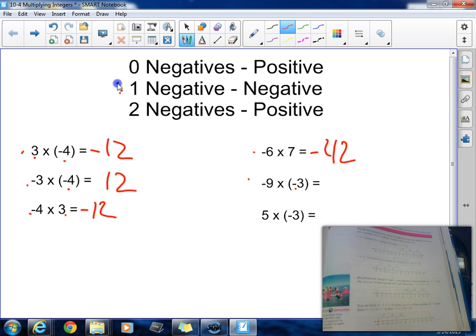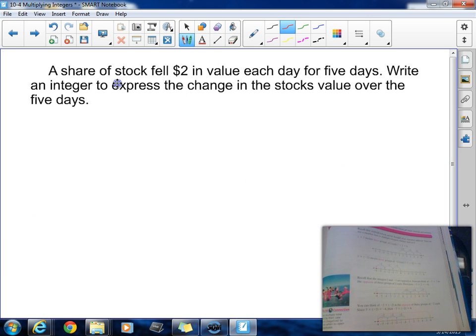Negative 9 times negative 3. Once again, 2 negatives equals a positive. So the answer is going to be 27. And then finally, 5 times negative 3. The answer is going to be negative 15 because I have 1 negative and 1 positive. Okay? So that is very simply, very easily, how you multiply integers. All right, now the last thing we can do is take this understanding and put it in the real world, the understanding of multiplying and dividing integers.